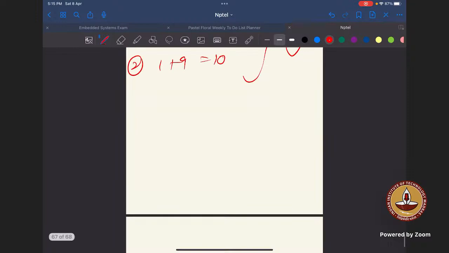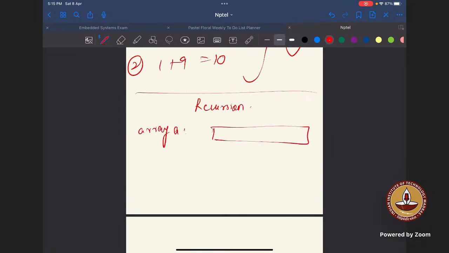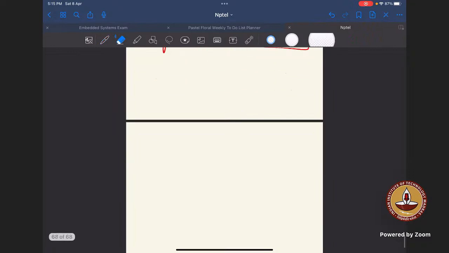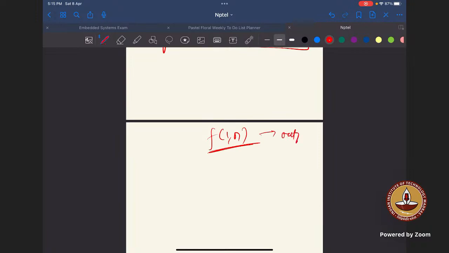So just to formalize what recursion does. Let's say we have an array A, and let's consider one-based indexing, a 1 to n sized array, 1, 2, 3, 4, 5 up to n are the indices. What will recursion do? Let's make a tree. F of 1, n. So this is the final answer which we want to output.